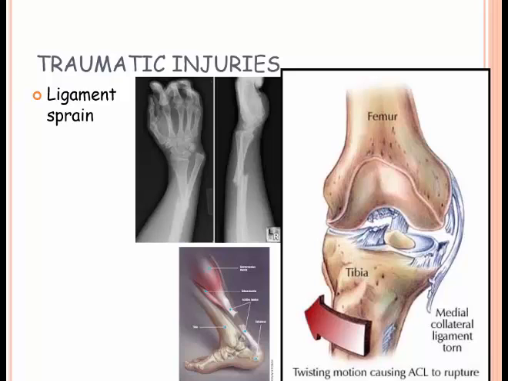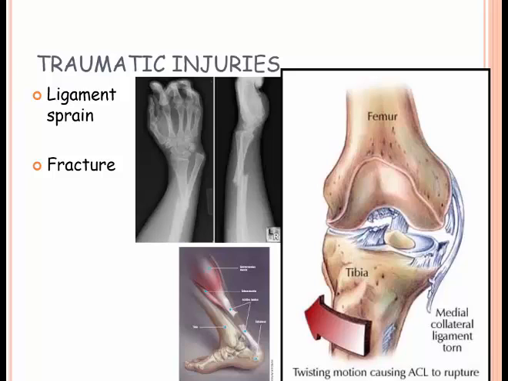Another traumatic injury is a fracture or a broken bone. A common wrist fracture is depicted in the slide. You can see it right here. This fracture is common in the elderly. Elderly are more susceptible to fractures, secondary to changes in bone composition that occur with age.